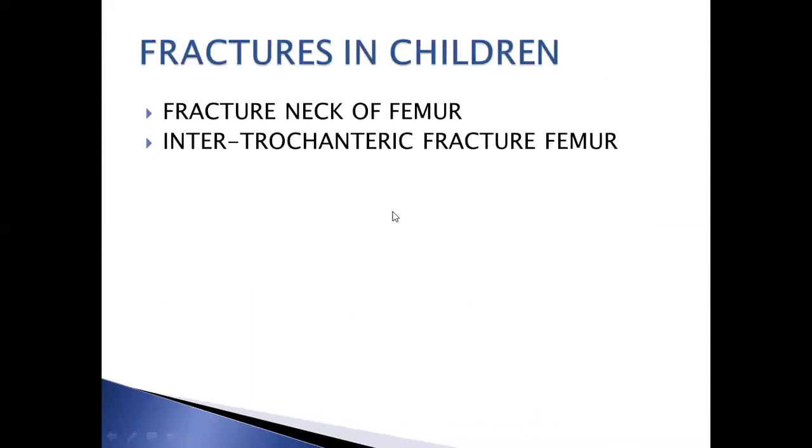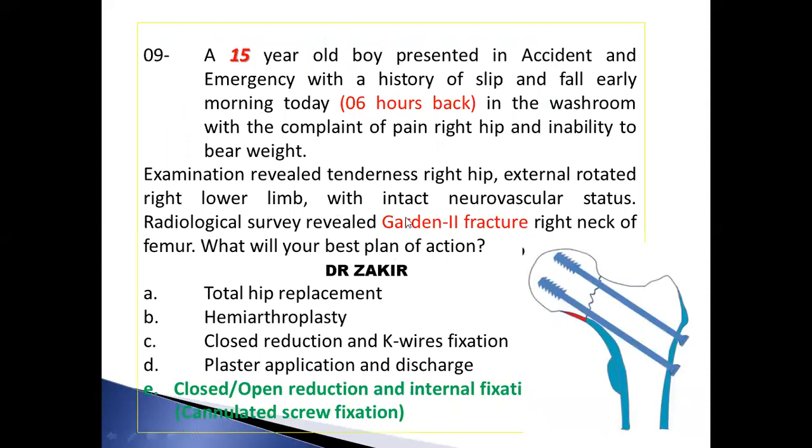The fracture neck of femur and intertrochanteric fracture femur are also seen in children. In this case, we have the same options in children. We have to preserve the neck as much as possible. So we will go for closed versus open reduction internal fixation. It could be with screws, with a small DHS, or with another plate.